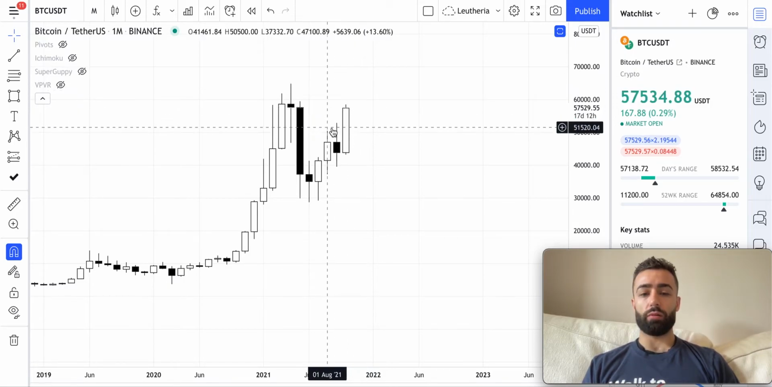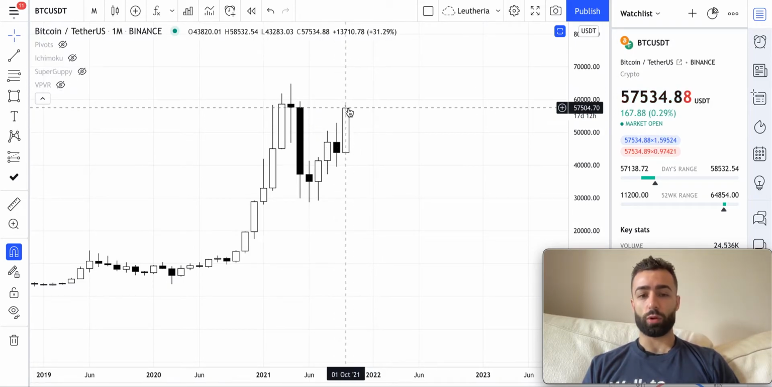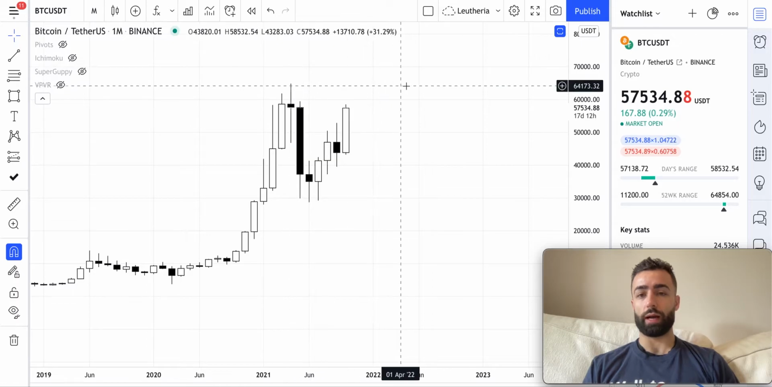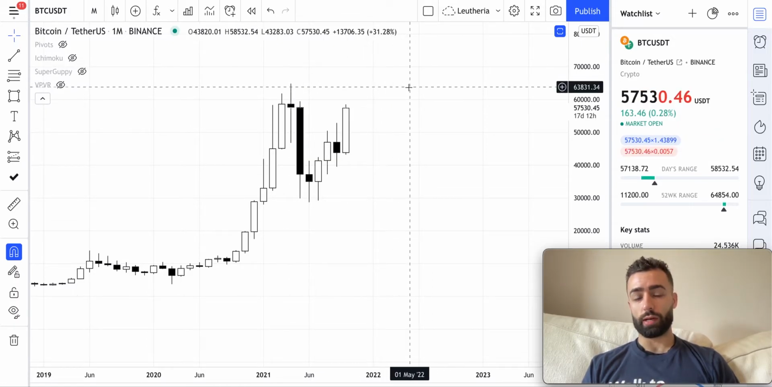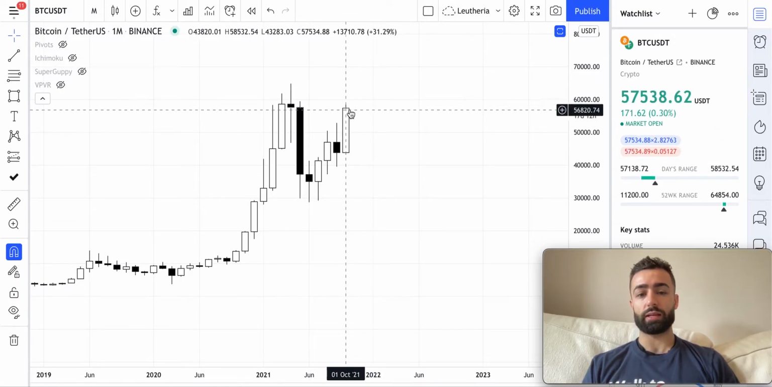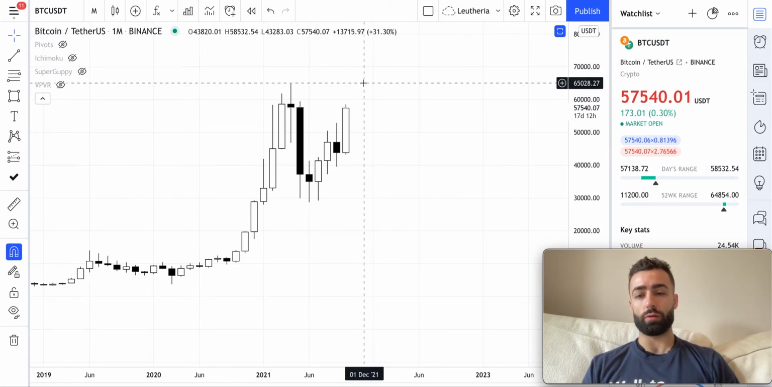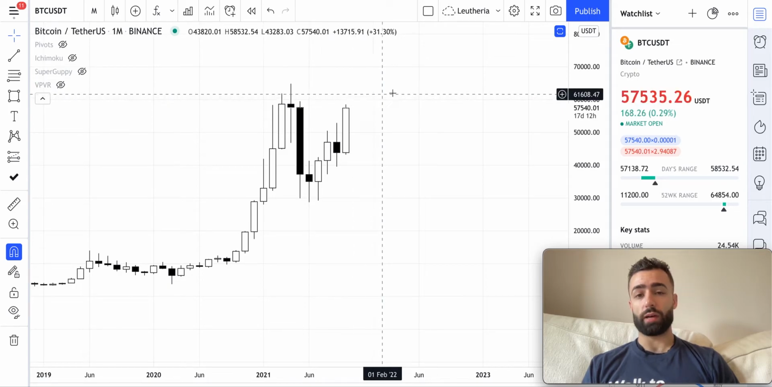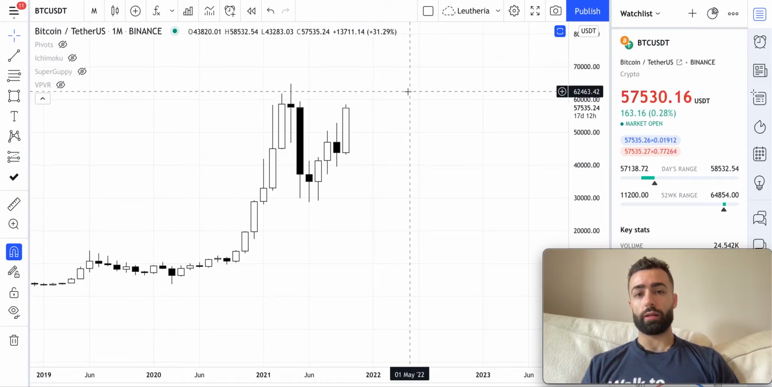The higher we go, though, on this monthly time frame, the more likely it is we're going to break to a new higher high. And I'll talk about on the lower time frames, like the daily, why I think it is starting to become increasingly more likely that we are going to break to a new all-time high sometime in quarter four here in 2021.